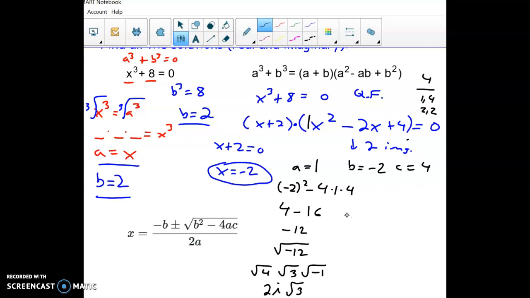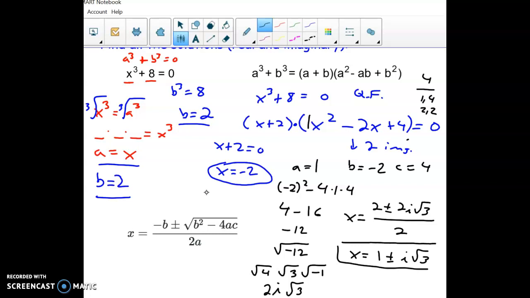So my formula then would be x equals the opposite of b plus or minus 2i square root of 3 all over 2 times a. So just 2. And then again, that will divide out. That 2 will evenly divide out. So I'll have 1 plus or minus i root 3, however you want to write it. Okay, and that gets us a pair of imaginary answers. So my three answers were -2 and then these two imaginary.